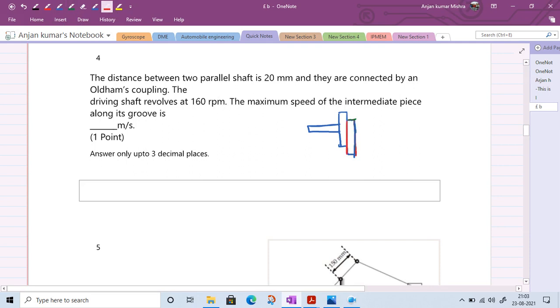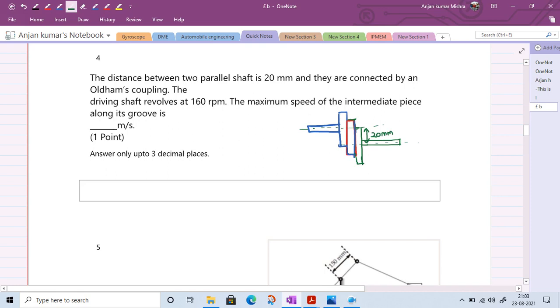This is the intermediate. I am not going to draw the total. And suppose this is the output shaft. As Oldham's coupling is used to connect between two parallel shaft having a distance between their center line, that is, suppose this is given, that is equal to 20 mm distance between the two parallel shaft. That means this intermediate disc will slide about this particular length.